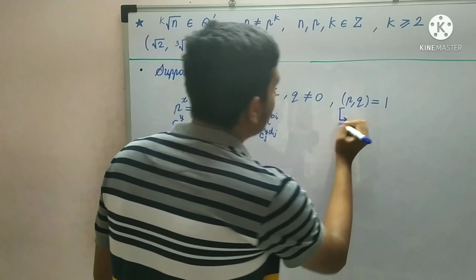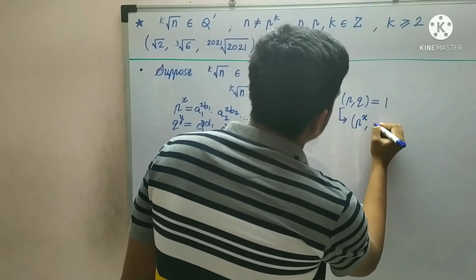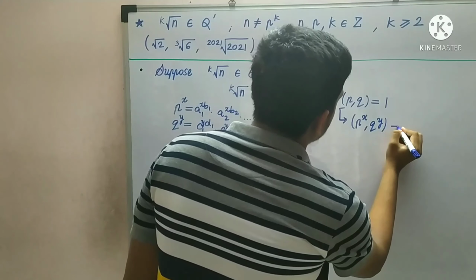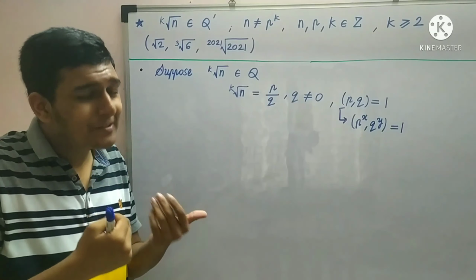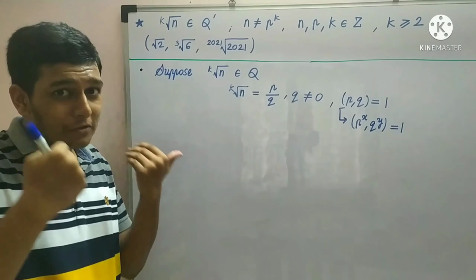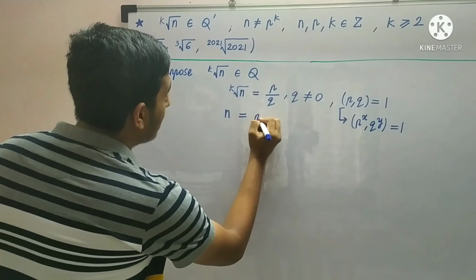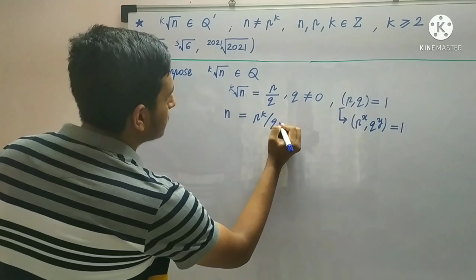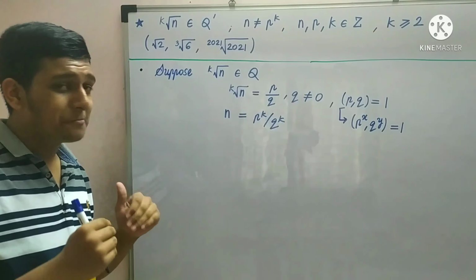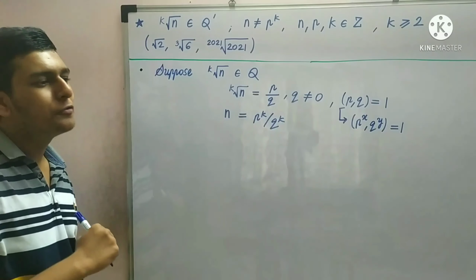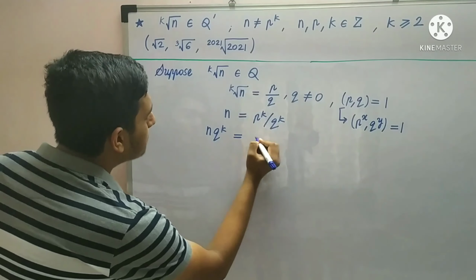This is the key to solving our main problem. Because the kth root of n is p by q, if we raise both the sides to the power of k, this is what we get. N is p raised to k by q raised to k. If we multiply both the sides of this equation by q raised to k, this is what we obtain. N times q raised to k is equal to p raised to k.